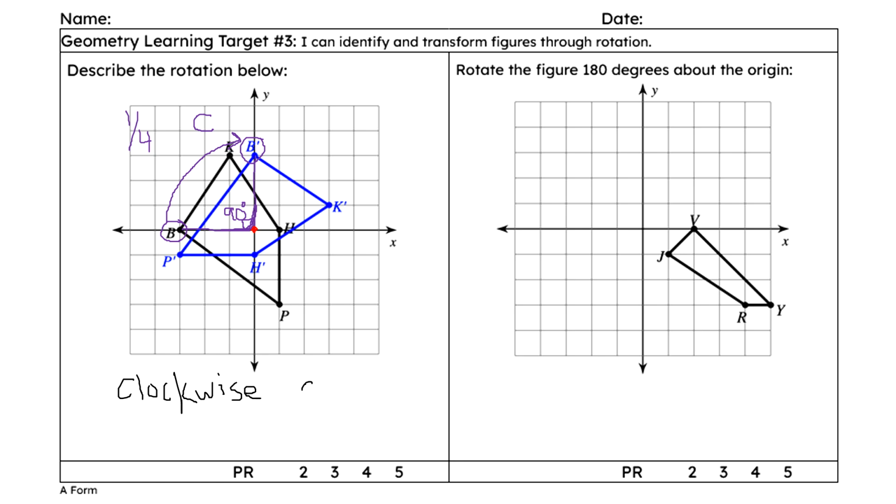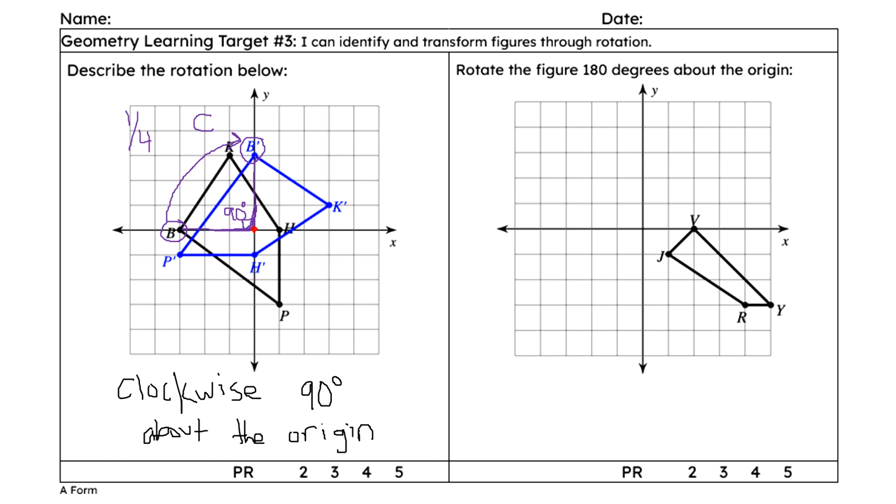And this is 90 degrees, and the point of rotation is the origin. So we're going to say about the origin. It goes around the origin. And that is that middle point right at 0, 0 in the coordinate plane.